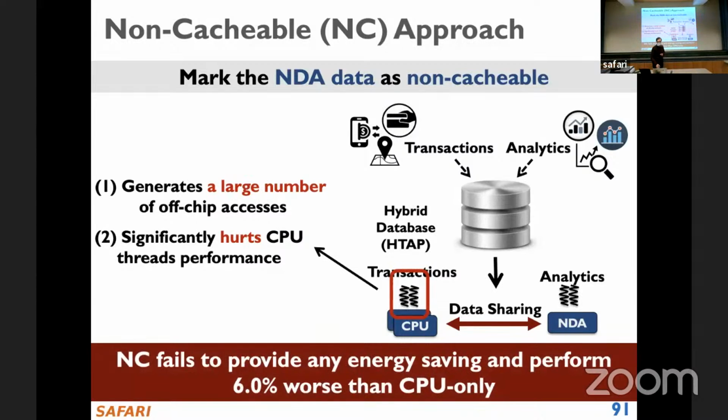It turns out, even if you do offloading to memory, with this sort of coherence approach, you don't get any energy saving, and you perform worse than CPU only. So you do the hard work, partition your workload between the CPU and processing in memory, and you lose performance and you don't get any energy saving because the coherence overhead is very bad, right? So that's why non-cacheable approaches are actually quite bad in general.